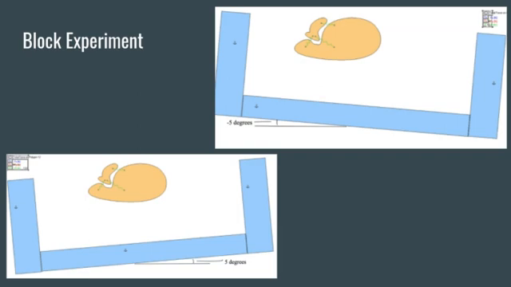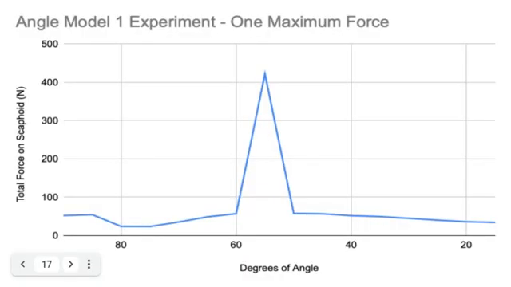The independent variable was the angle of the block. The dependent variable was the total force on the scaphoid in newtons. Controlled variables were the angle and the height of the model. On the screen you can see how the block experiments at 5 degrees and negative 5 degrees were designed.